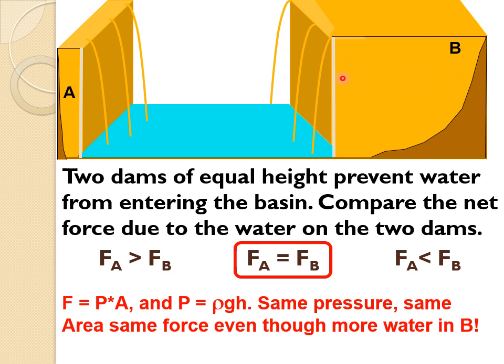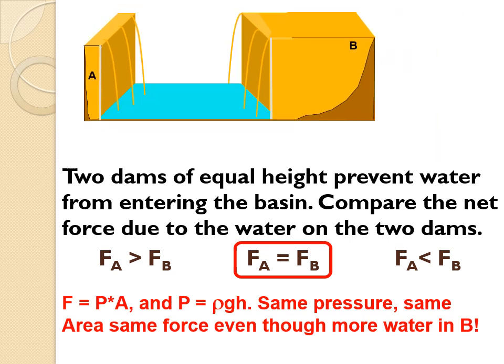Really, the only thing that affects how much force is being applied is how deep that wall is, that amount of water that's on there. So you can see that the pressure is due to the density times gravity times height. That is going to be essentially the only thing that affects how much pressure and how much force the dam is holding back on the water.